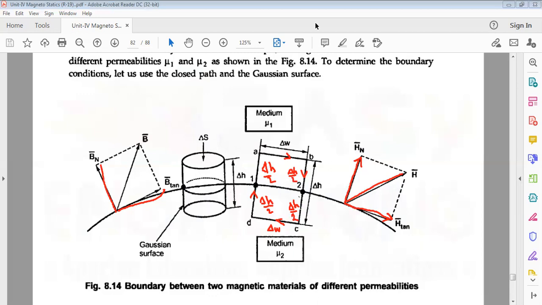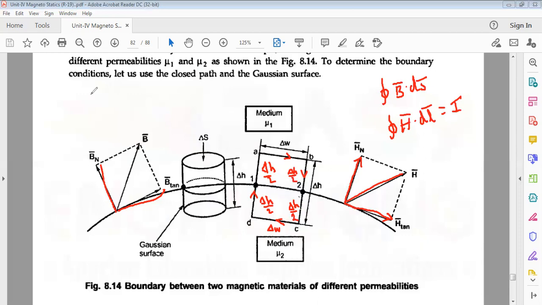Here we can use two equations. One is the integral of B bar dot ds bar, Gauss's law for the magnetic field. Another is Ampere's circuital law, H bar dot dl bar equals I enclosed. These two equations relate to the magnetic field, or magnetostatics, and we derive the equations for the tangential and normal components of the magnetic field and magnetic flux density.